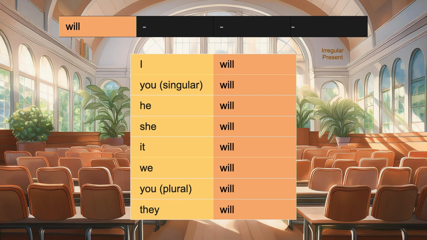Will. We will talk about the verb will some more in another lesson, but for right now, just know to conjugate will, it does not change for he, she, and it. The verb will does not change form for the pronouns he, she, or it.